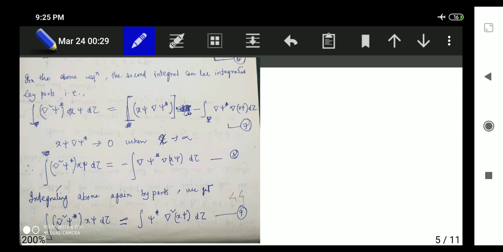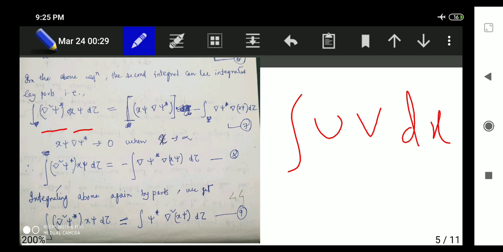So I've written del 2 psi star x psi d tau. Here you will consider del 2 psi star as the first function and x psi as the second function, like integration of u v dx. Suppose both u and v are functions of x. So you will do step by step integration. Suppose this is u, this is v. So you will do this. The second order differentiation will become first order differentiation. Then you will put the limits which you already know, minus to plus infinity.